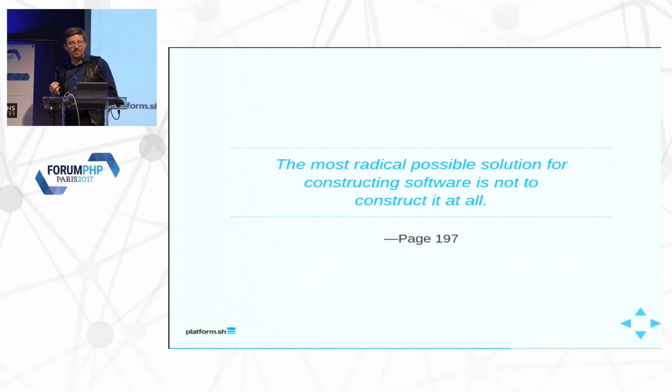He points out the most radical possible solution for constructing software is to not construct it at all. Originally, computer hardware would cost $20 million. If you're spending $20 million on a computer, spending $50,000 to custom write every line of code for it is a rounding error. No one cares about that. You can now get fully functional computers this big that are $10, which means the software is comparatively extremely expensive to write because hardware has gotten so much cheaper.